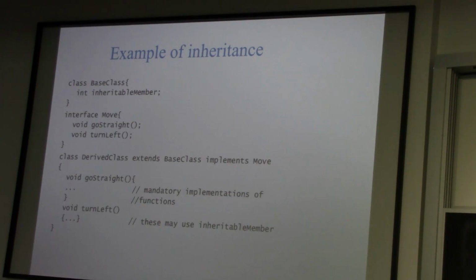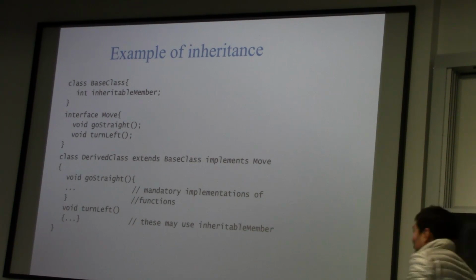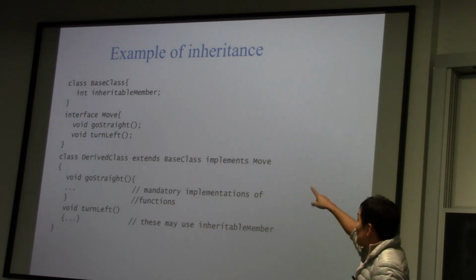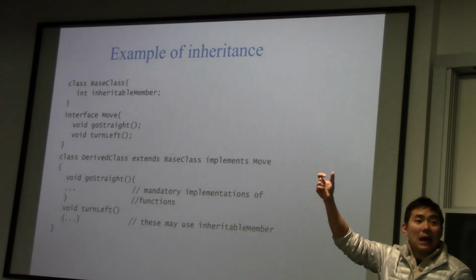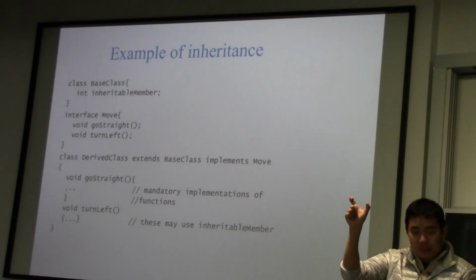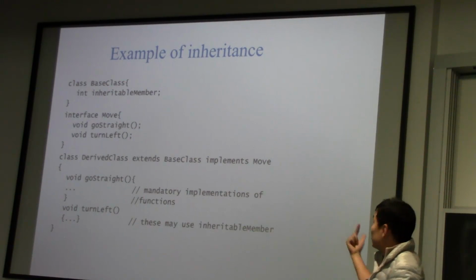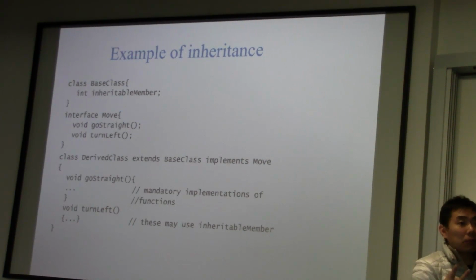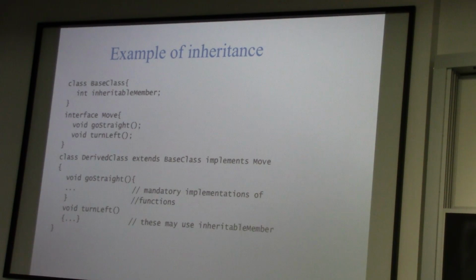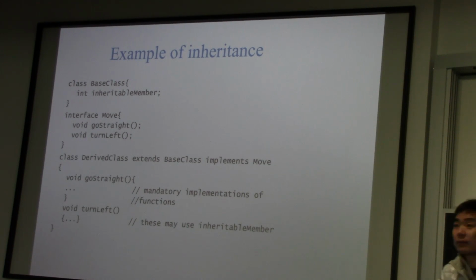Then I have a class called derived class, which will extend the base class, which means I will grab the member variable you have, which is the inheritable member, and implement move, meaning that I need to provide implementations for those 2 methods, go straight and turn left. And in addition to those, I may have my own class-specific member variables and member functions. Here I didn't supply any, but if you wish, you can. Any questions so far?